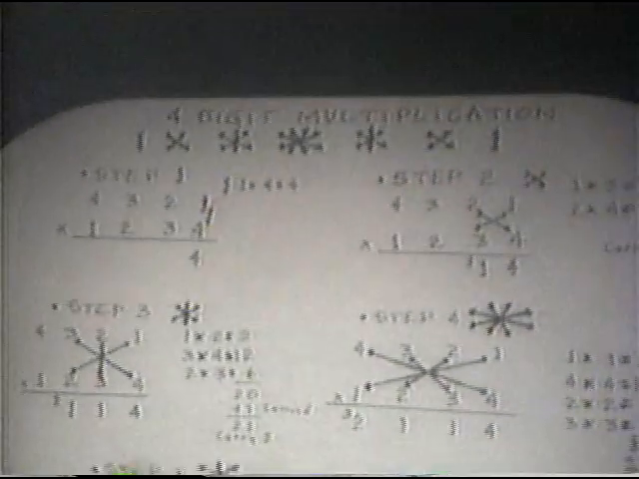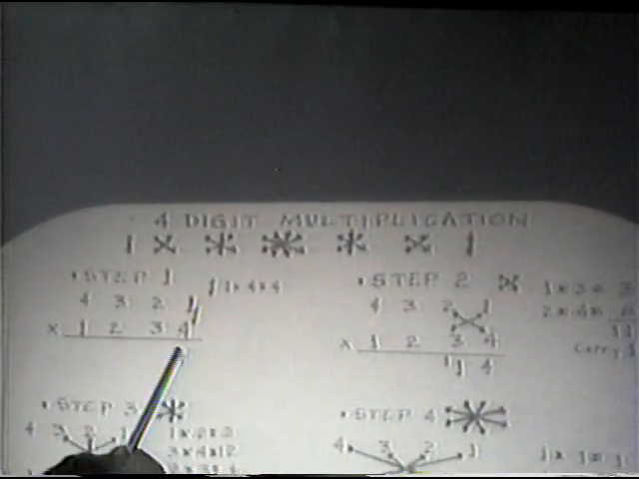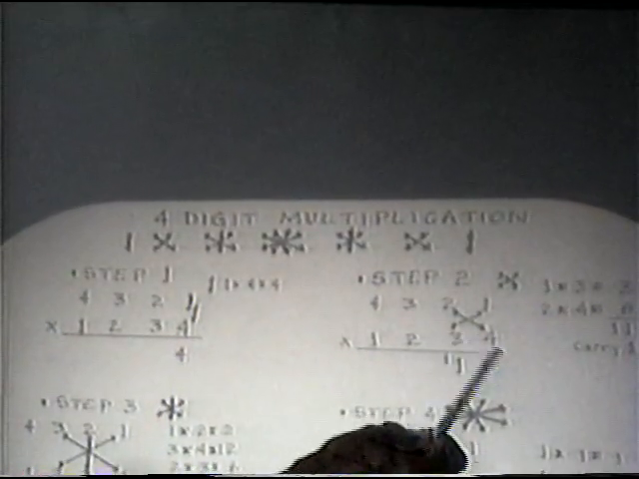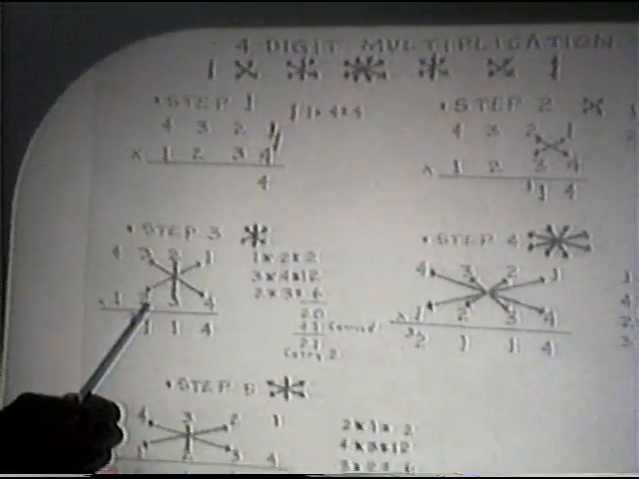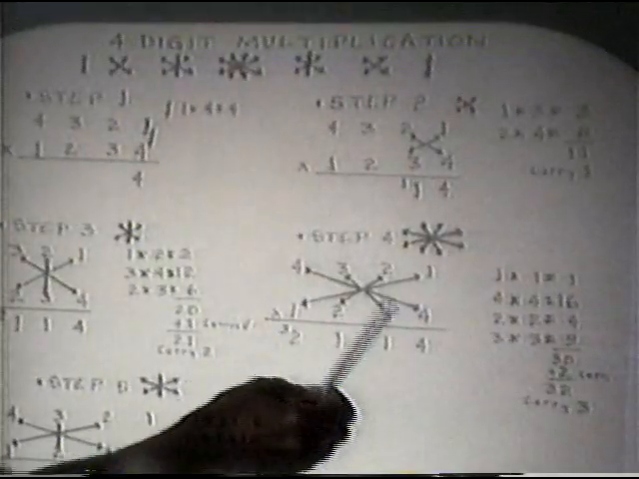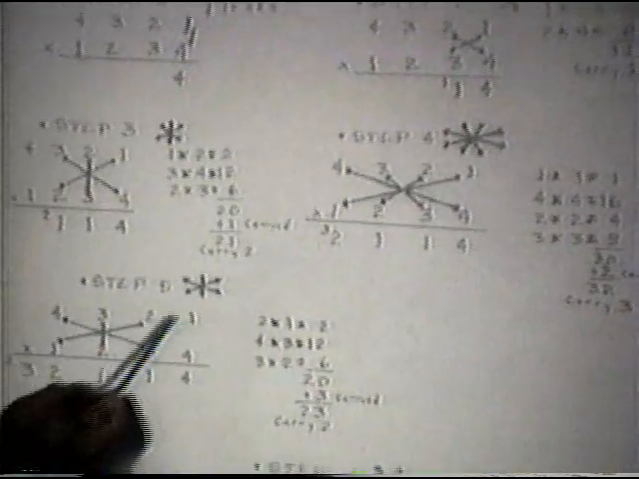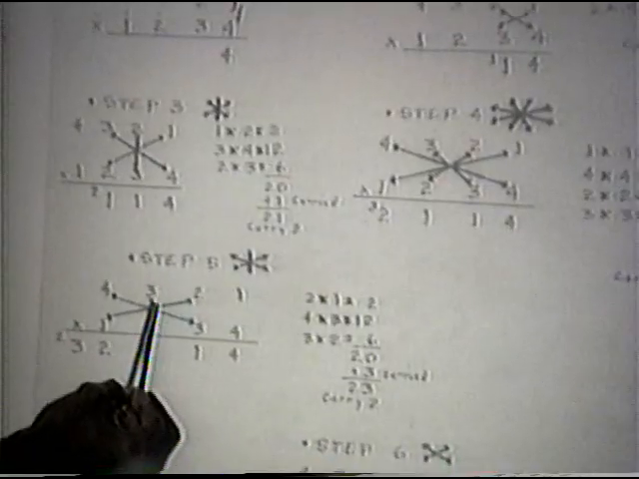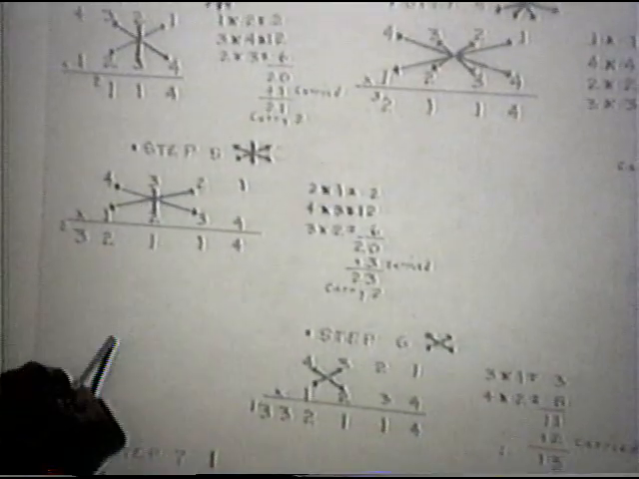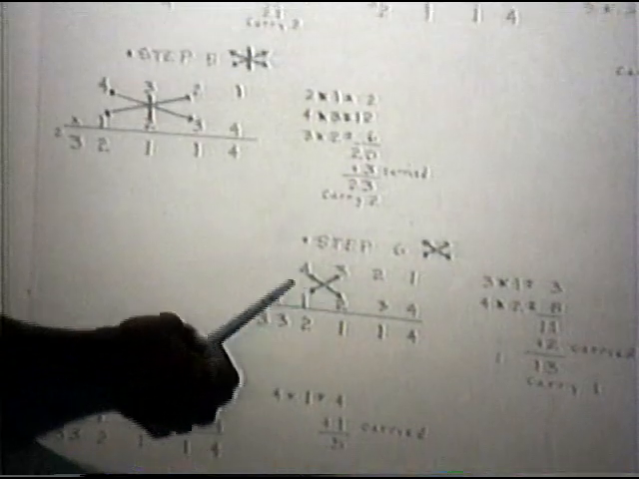That's 4-digit multiplication. Let's go over it again. First step, vertical multiplication. Second step, cross multiply. Third step, cross multiply and vertical multiplication. Fourth step, double cross. Fifth step, vertical multiplication and cross multiplication. Sixth step, cross multiplication. Seventh step, vertical multiplication.